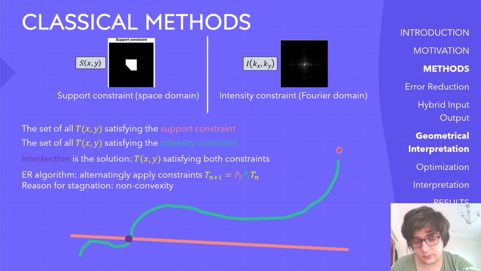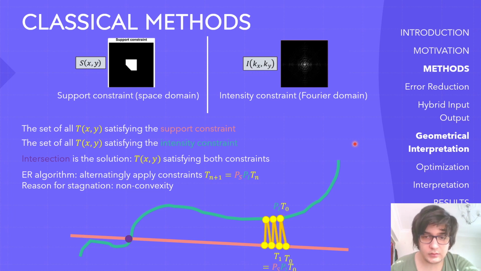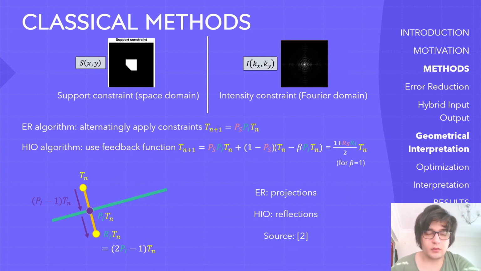The previous picture is very misleading, since the intensity constraint is a non-convex set. So this picture is better than the previous picture, and as you can see from this picture, it will stagnate at a local minimum. And this is not a good reconstruction. The ER algorithm uses a projection operation, as we saw, and here, the HIO algorithm, instead of projection, uses reflections geometrically.